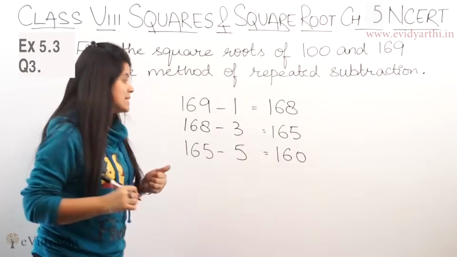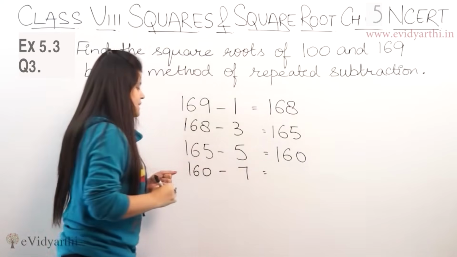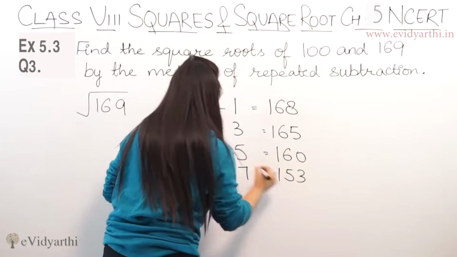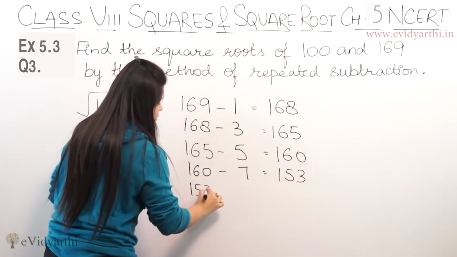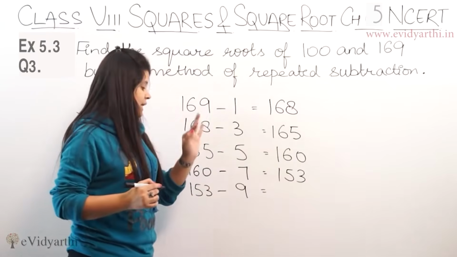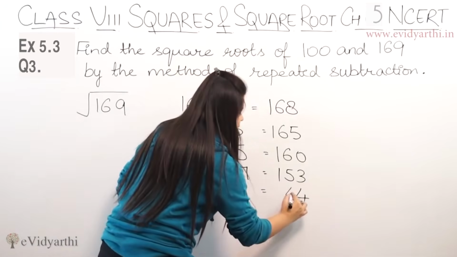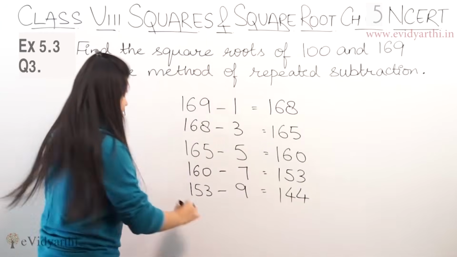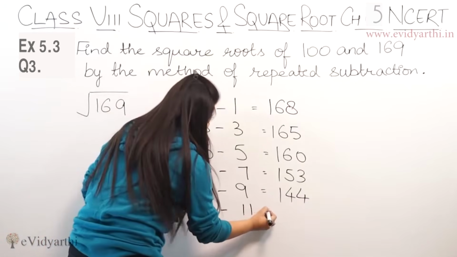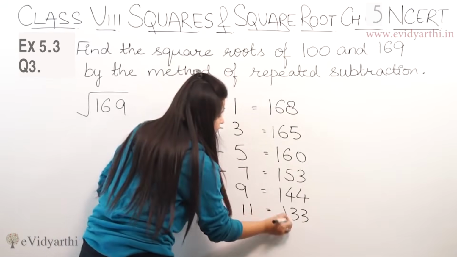So we have 160. Next 160 minus 7. So 160 में से 7 minus करेंगे. 10 minus 7 is 3. This is 5 and 1. Next 153 minus 9. So 13 minus 9 is 4. This will become 4 and 1. ठीक है? Now 144 minus 11. ठीक है? So 4 minus 1 is 3. 4 minus 1, 3 again and we have 1.